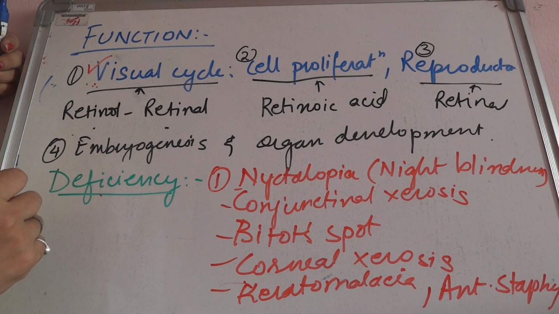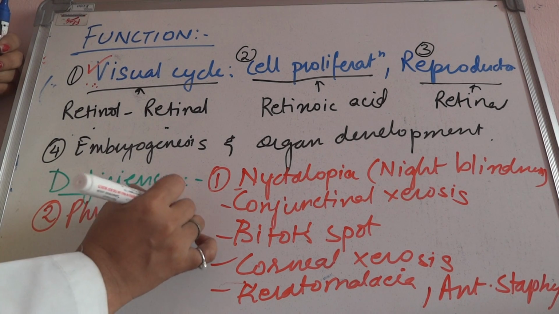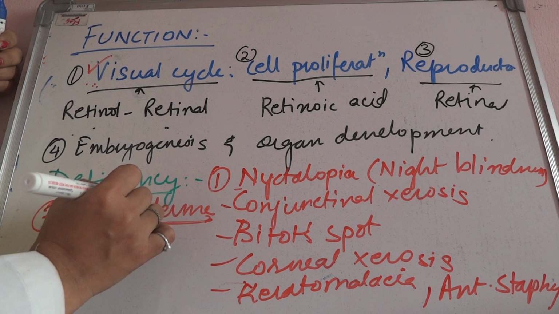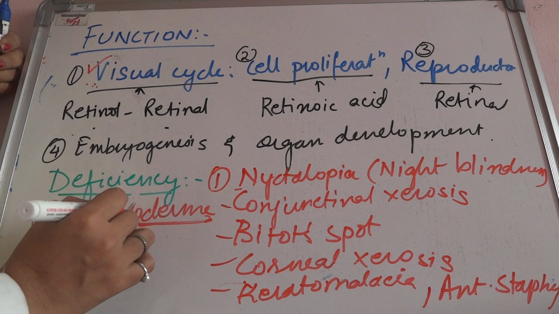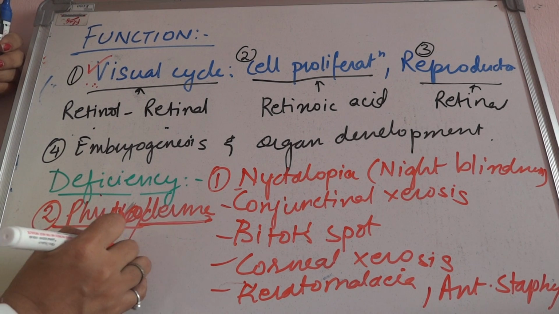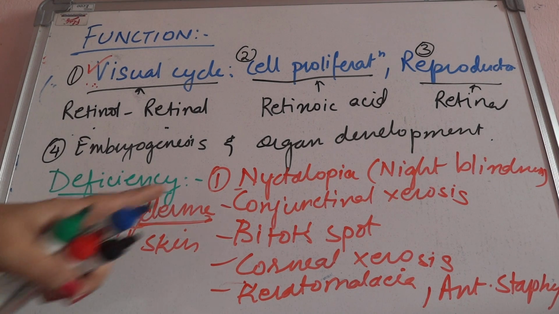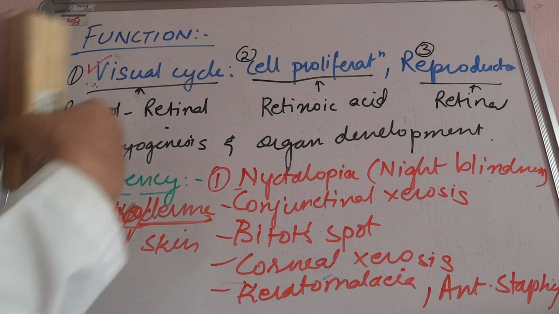Okay. The second could be phrenoderma. As the name suggests, it is derma, which means it is skin related. Phreno means something related to the frog, so it is also called toad skin. Basically, the skin becomes very thick and dry in texture, so in vitamin A deficiency, the skin is also not proper. It can lead to phrenoderma. So these are the two deficiencies. One is related to the visual cycle. The second is related to the skin, that is phrenoderma.